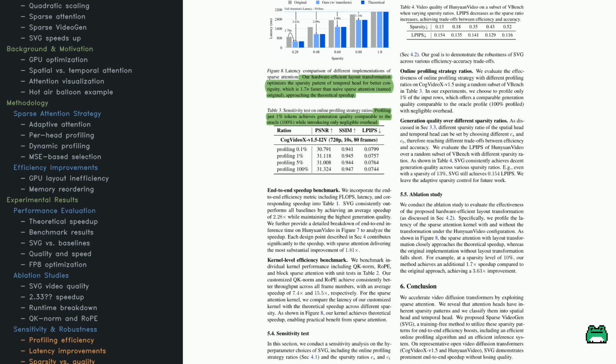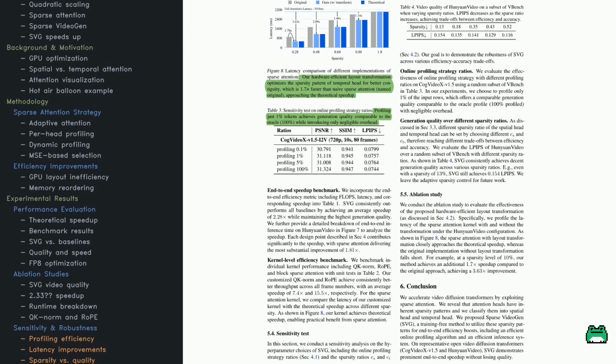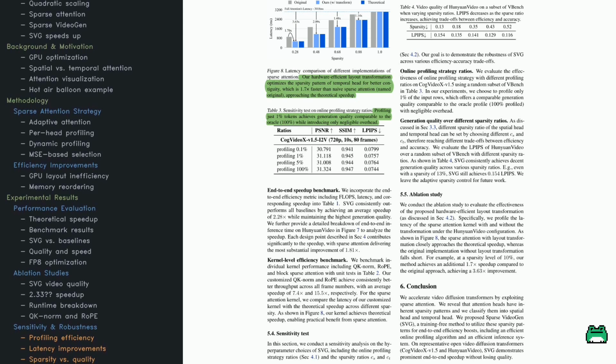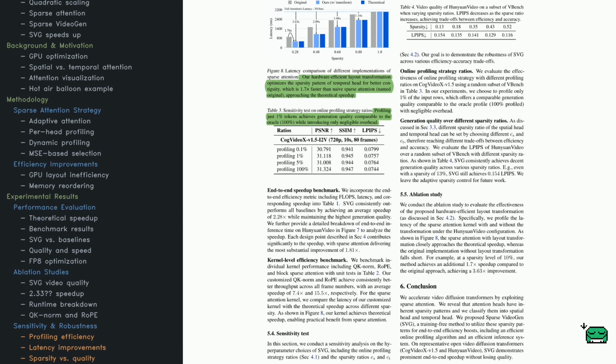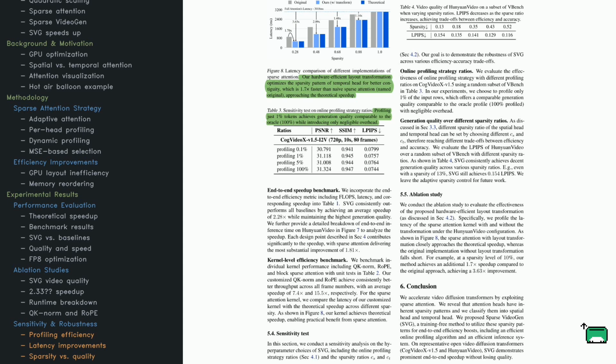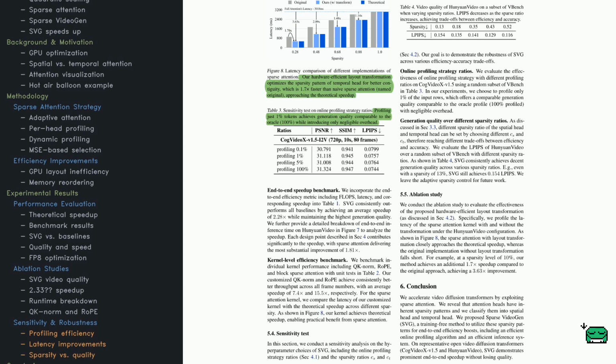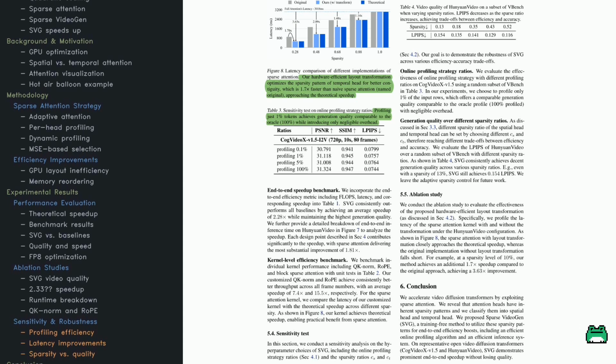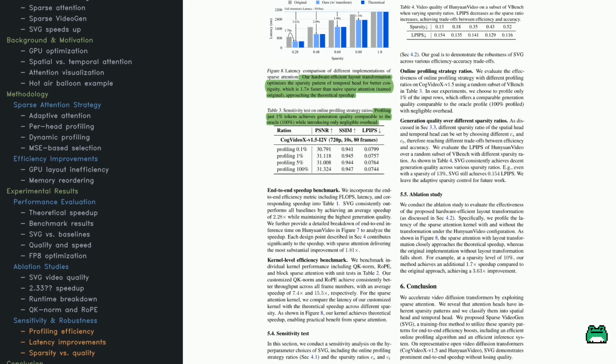Now check out Figure 8. The problem with naive sparse attention is that it's inefficient for GPUs. SVG fixes this by optimizing memory layouts for temporal attention, ensuring tokens are stored contiguously. The result? A 1.7 times speedup over naive sparse attention, bringing latency close to the theoretical limit.